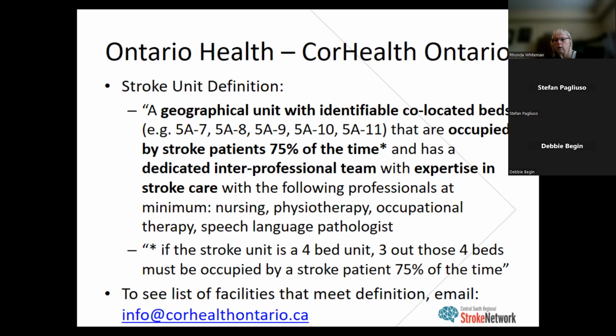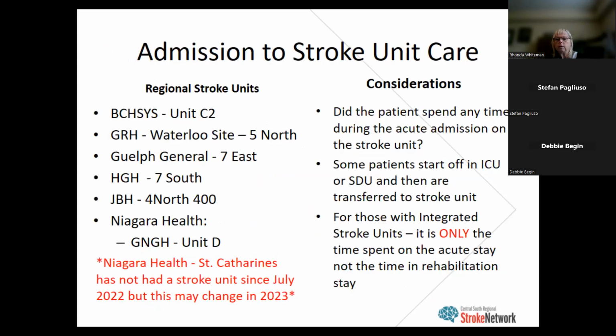So if it's a 4-bed unit, 3 out of the 4 beds must be occupied by stroke patients 75% of the time. For those that are outside of the unit and you're not sure if your areas have stroke units, there is info at Core Health Ontario and you can get a listing. For those of you in our region, again, as Steph has referenced, we do have acute stroke units, and you can see the units that are listed there.